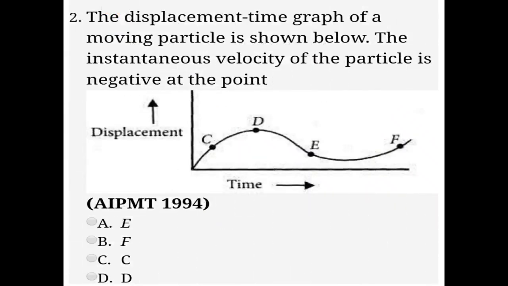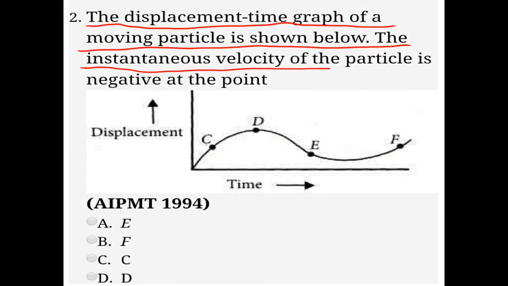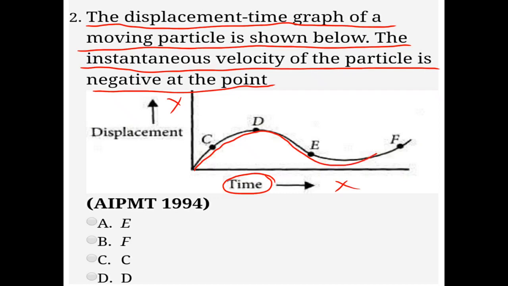Question number 2. The displacement time graph of a moving particle is shown below. The instantaneous velocity of the particle is negative at the point. Here time is taken along x-axis and displacement is taken along y-axis. Here from the graph, when time goes on increasing, the displacement goes on increasing, and again when time goes on increasing, the displacement goes on decreasing. So alternatively the curve goes like this. So they have given four options.